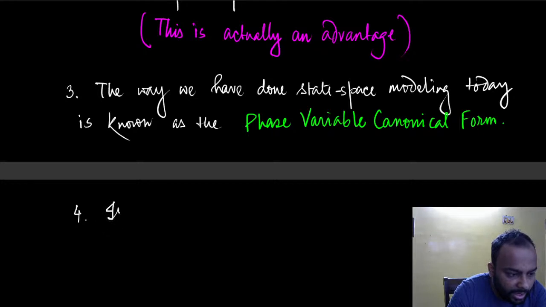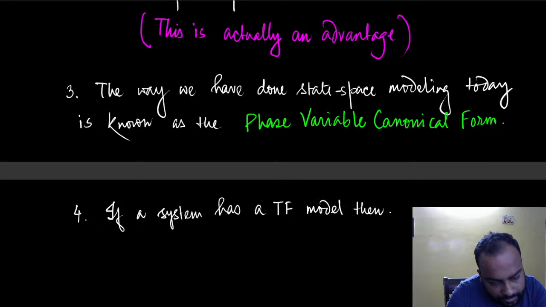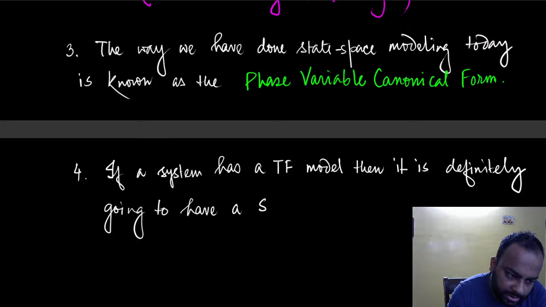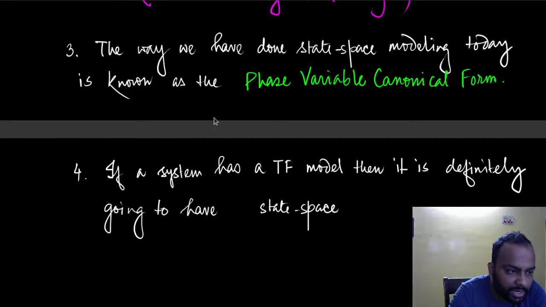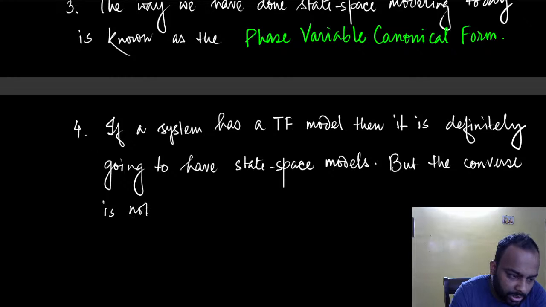So if a system has a transfer function representation, a transfer function model, then it is definitely going to have state space models, but the converse is not necessarily true.